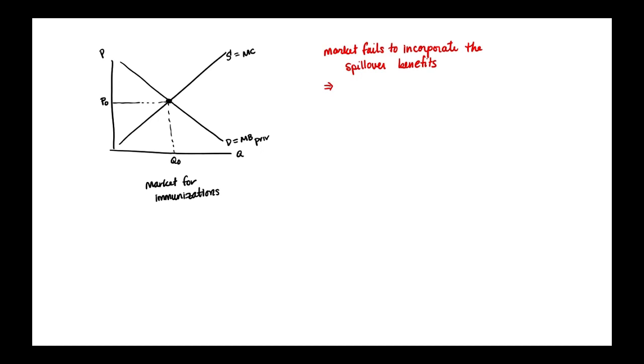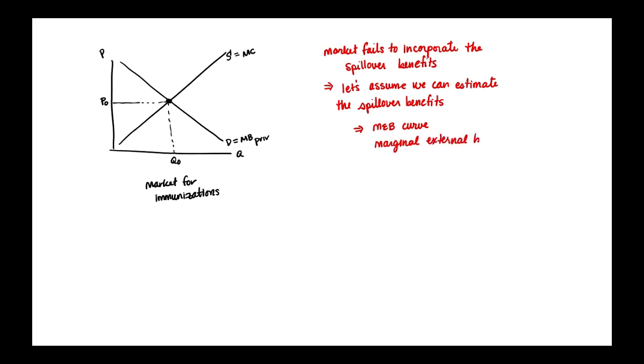Can we estimate spillover benefits, guys? Do people do that? Sure. So let's assume that somebody's been hired and they've estimated. So let's assume that we can estimate the spillover benefits. So we're going to generate a marginal external benefit curve. So basically we're capturing the externality in a marginal way, incrementally.